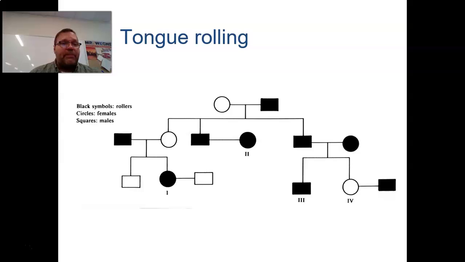All right, so here's an example, someone who's a tongue roller. A tongue roller, well, right now we don't know whether or not it's a capital R or a lowercase r. We're going to pick R for roller, but which one of these is it going to be? Is it going to be a capital R that carries the trait, or is it lowercase r that carries the trait? We can figure some things out here.